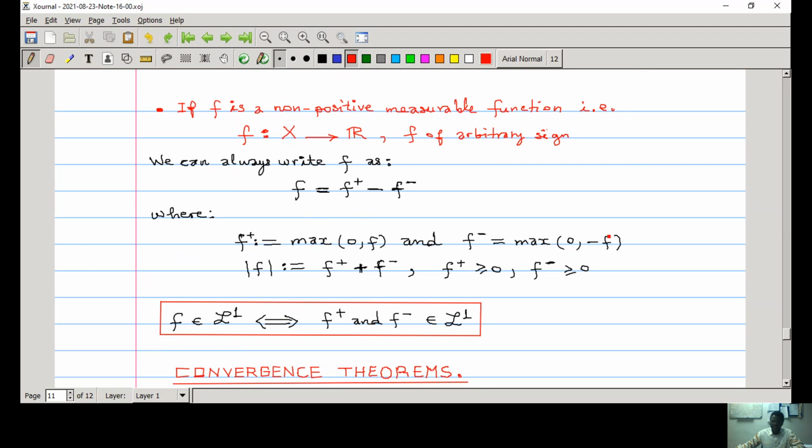So if f itself is negative, its negation will be positive, and it will always give you that part. And the absolute value of f will just be the sum of the positive part and the negative part of f.